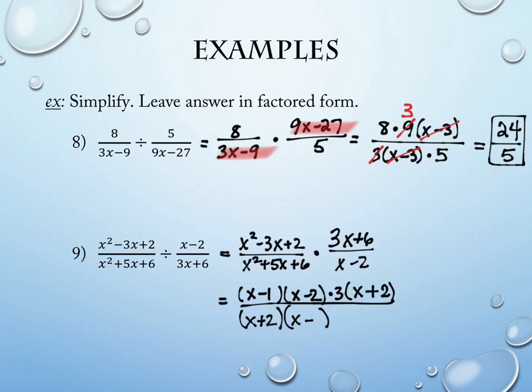X plus 2 and x plus 3. That will give me a 6 at the end and a 5 in the middle. And then the x minus 2 doesn't need any factoring. So what reduces? X minus 2, x plus 2, and that is it. So on the top I'm left with 3 times x minus 1, and on the bottom I'm left with x plus 3. Any questions on that one?